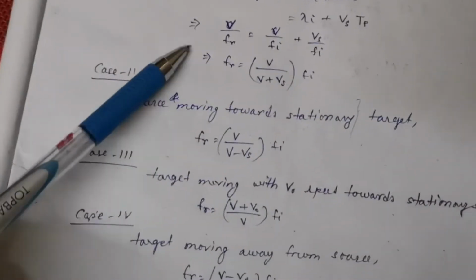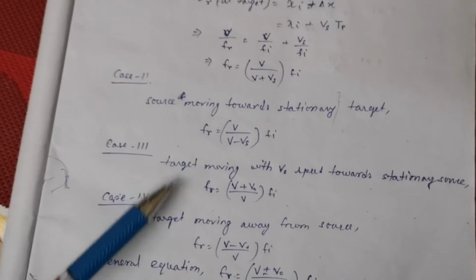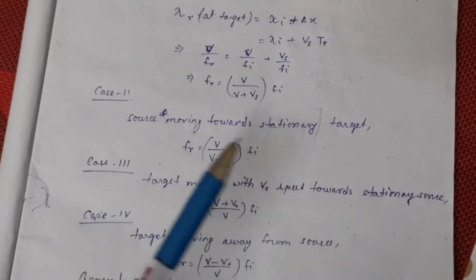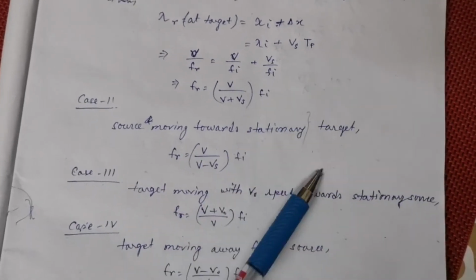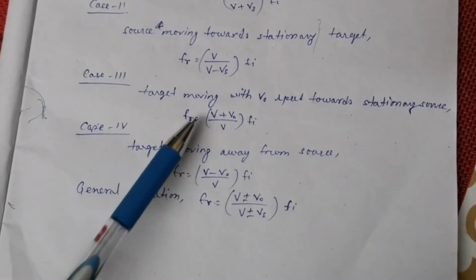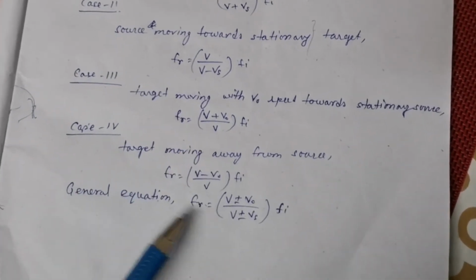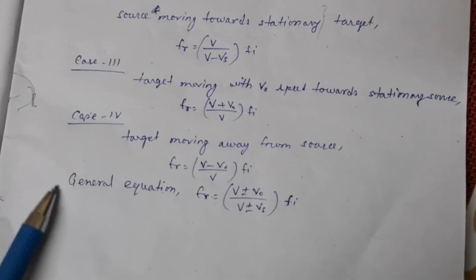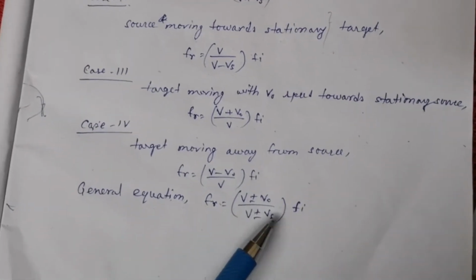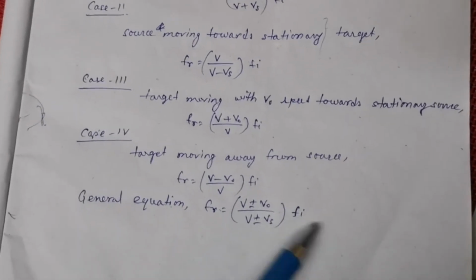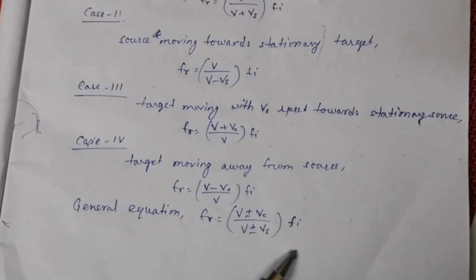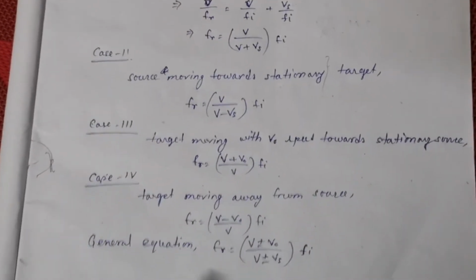A similar derivation we can do for case 3 and case 4 also, where the source is stationary but the target is moving either towards the source or away from the source. In that case the received frequency can be derived like this. So in general, we can write the equation as Fr equals (V plus or minus Vo) by (V plus or minus Vs) times Fi. This is the general equation, and we can utilize it depending on the different cases.